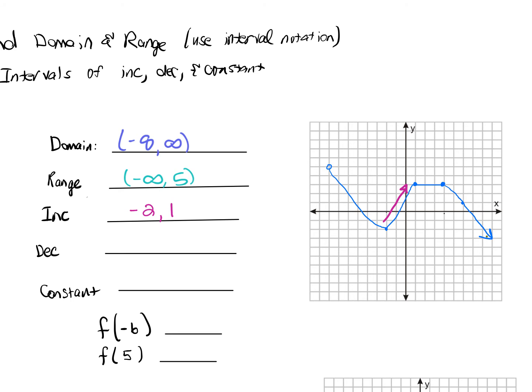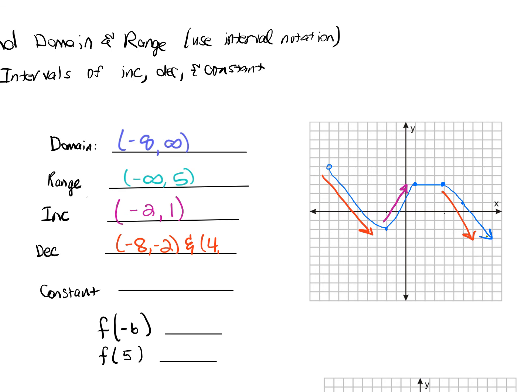From there, is there anywhere else that this is increasing? There's not. So it's just from -2 to 1. Where is this line decreasing from left to right? We're going from -8 to -2. Where else is it decreasing? From 4 to... what's the x values that are being covered?